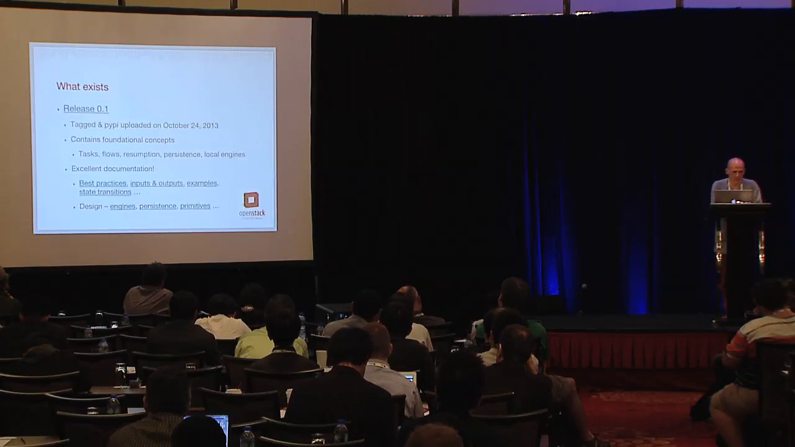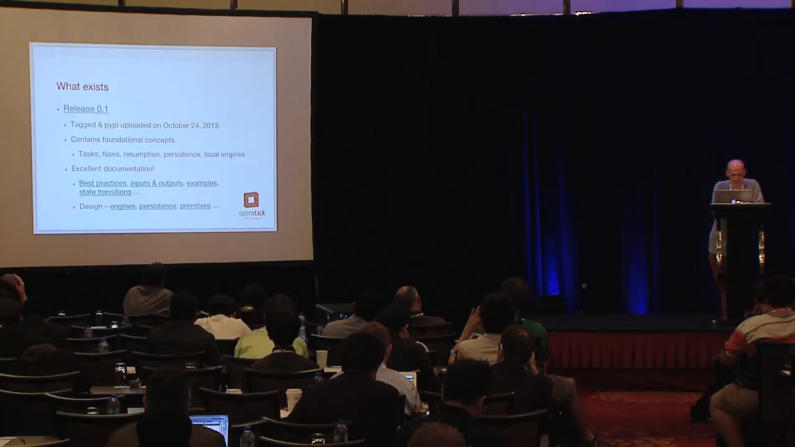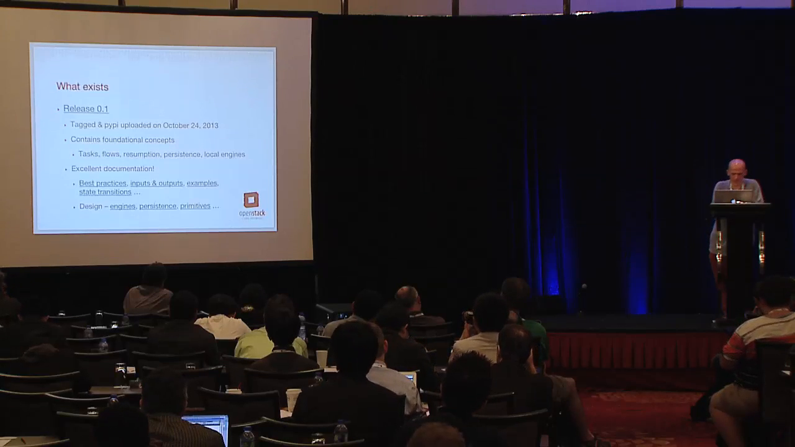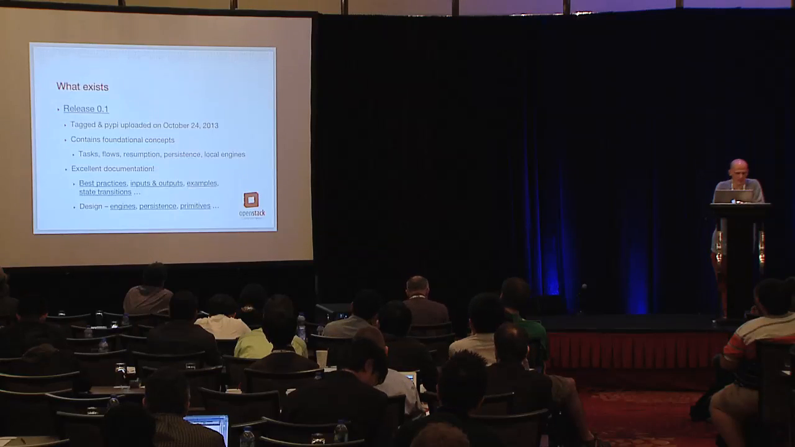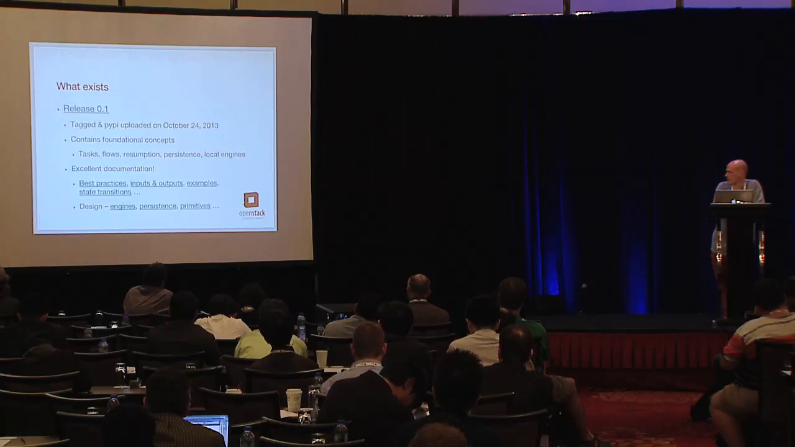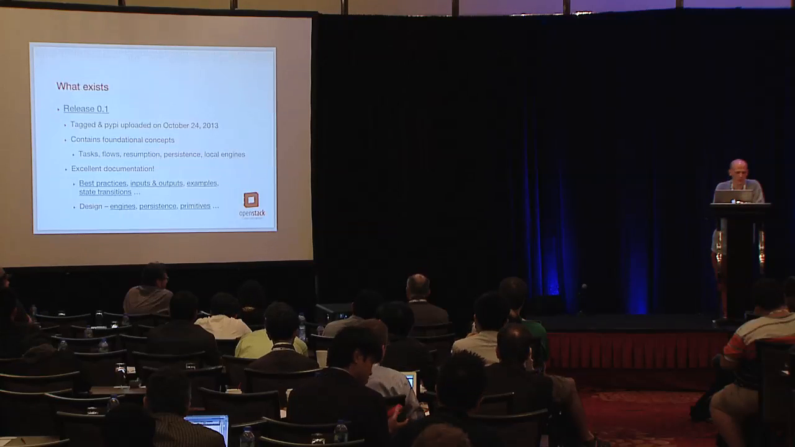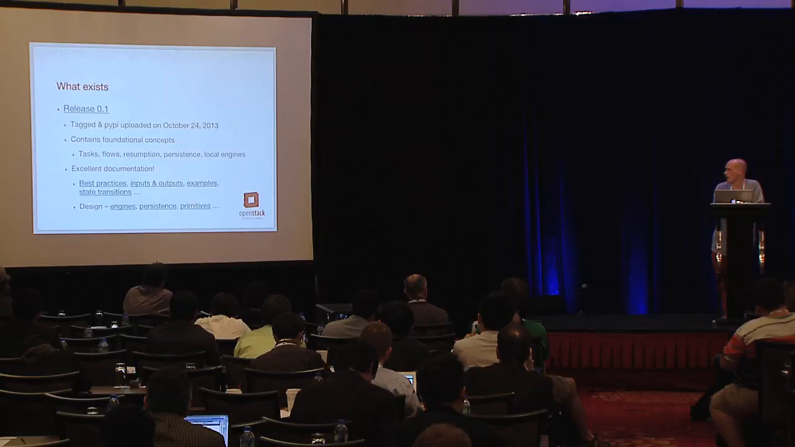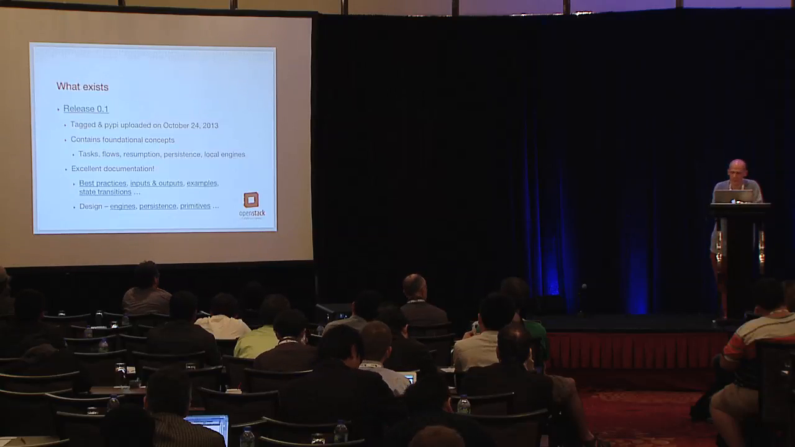So what exists is another question. The whole Taskflow library started about 5 months ago, and what we have so far in what I call the 0.1 release, about a week and a half ago, contains the abstraction around the tasks, the workflows, the way to connect those together, the way to resume them, the basic persistence layer, and what I call the local engines, which are the non-distributed ones that were listed on that table.